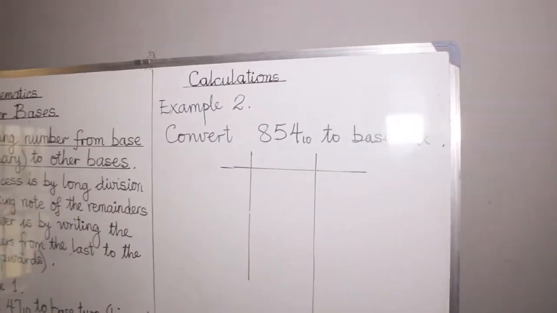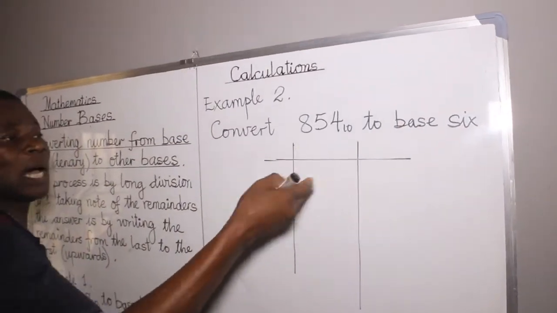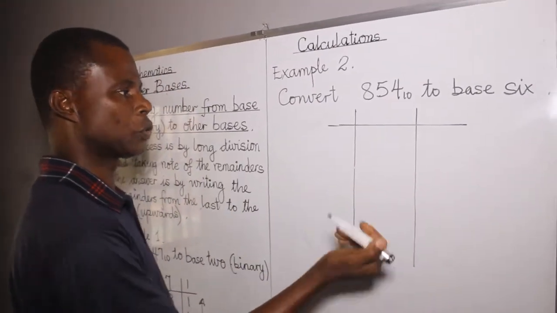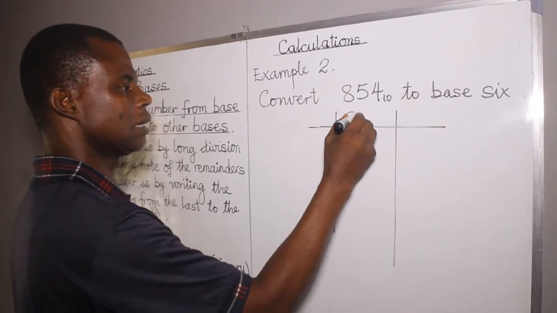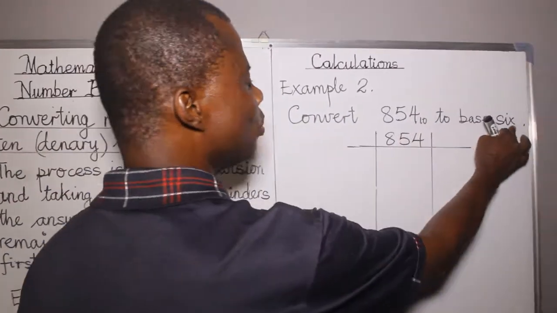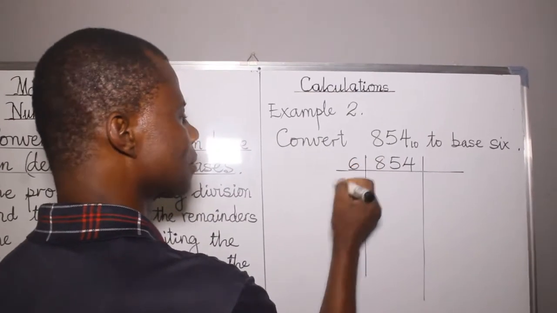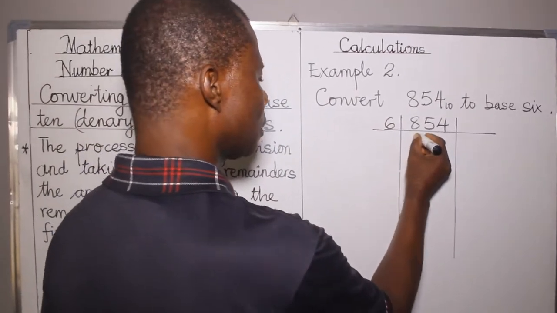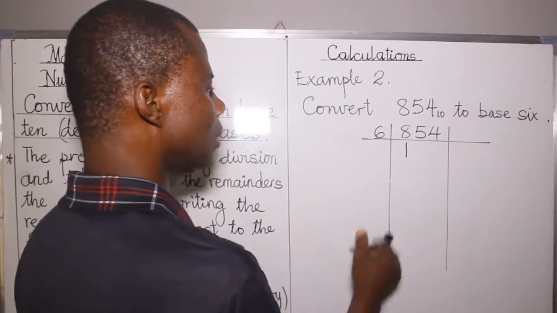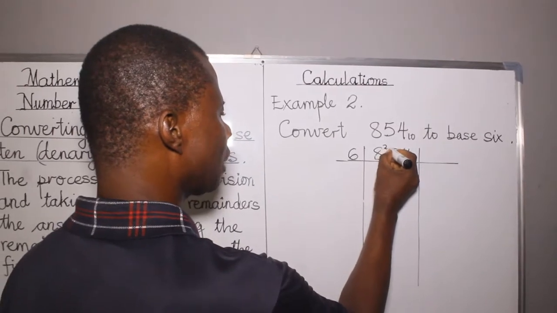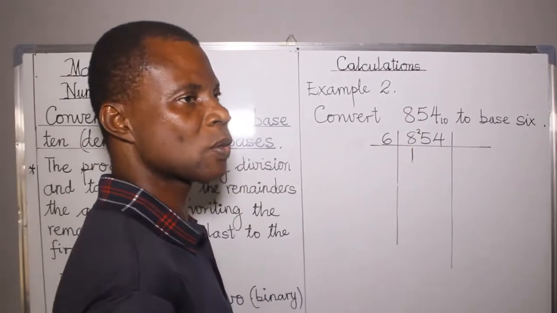Now take a look at this. Your exercise books are ruled, so the subsequent ones you might not need to rule. 854. It's in base 10. We are taking it to base 6, so we divide by 6. 6 in 8. 1. 1 times 6, 6. Take 6 from 8, remaining 2. Bring the 5 here. 2 in front of 5 equals 25.